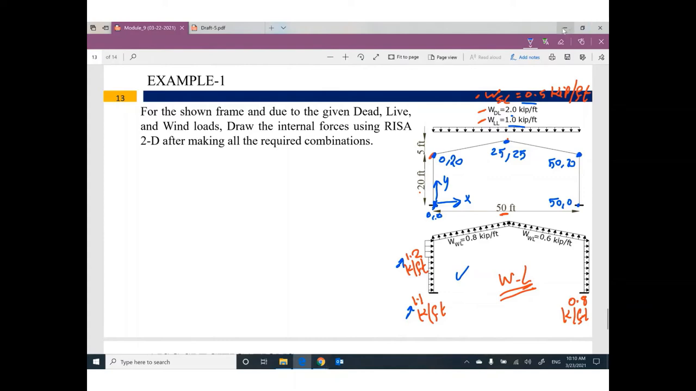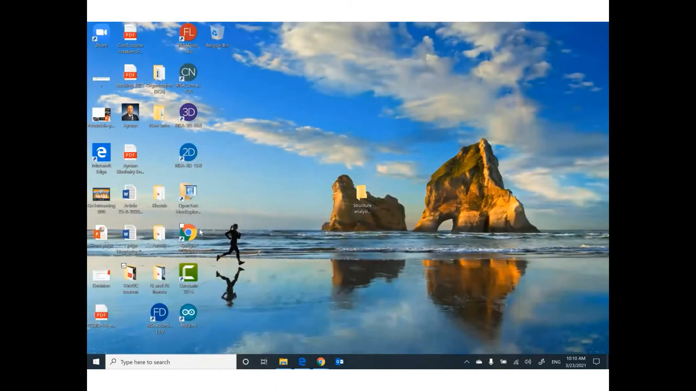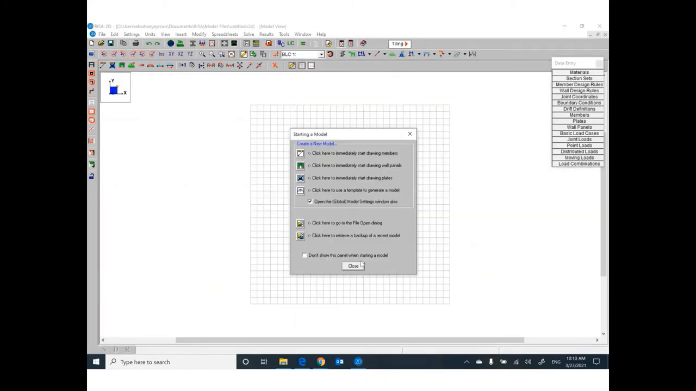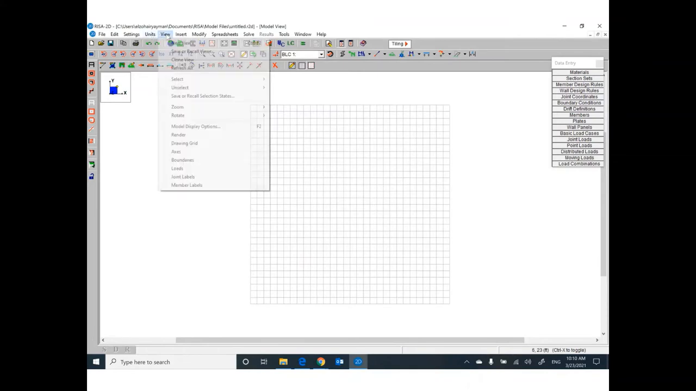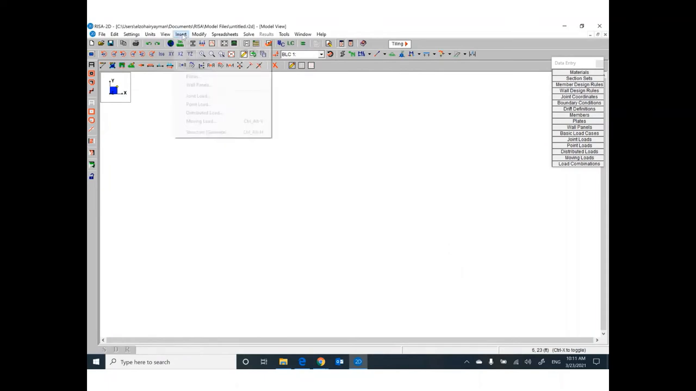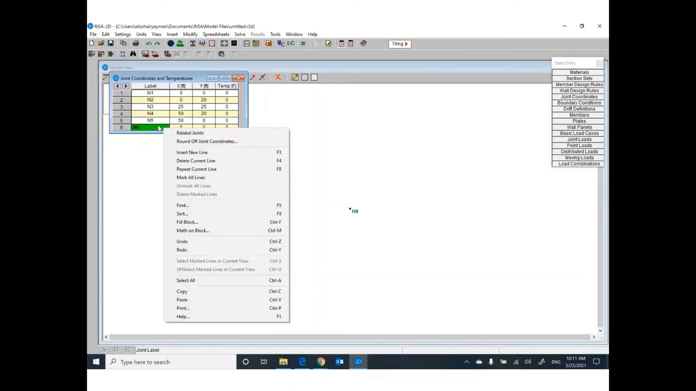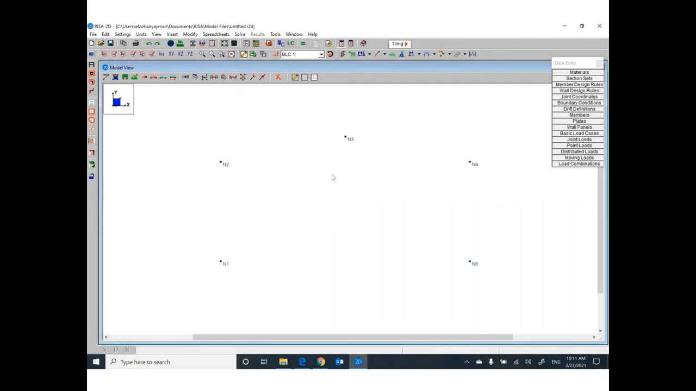Okay. If I open RISA 2D, where is RISA 2D? Here you go. I will hide drawing a grid, insert point 0, 0. The second point will be at 0 and 20, then 25 and 25, 50 and 20, 50 and 0. I need to delete the current line. Yeah. There you go.